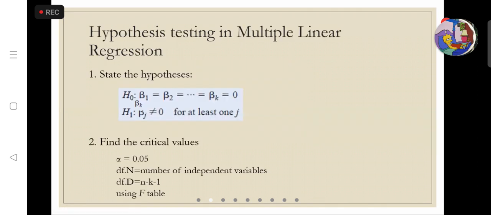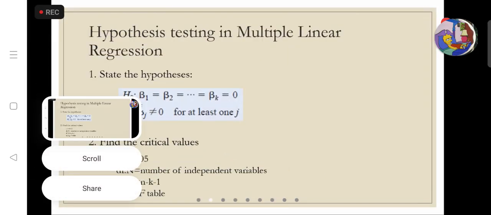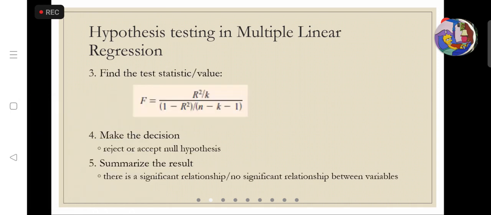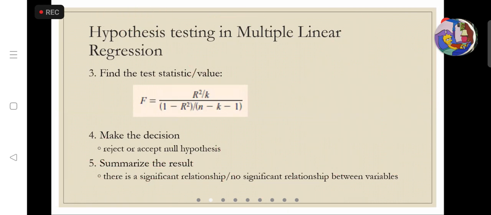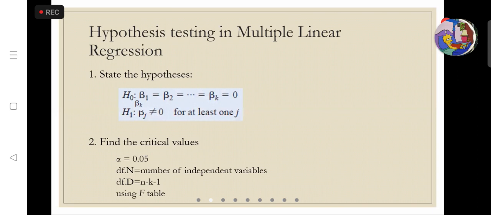So what are the steps in hypothesis testing? It is the same as in simple linear regression testing. The only difference is, instead of using T values, we will be using F values. So let's start from step 1. Step 1 is stating the hypothesis.